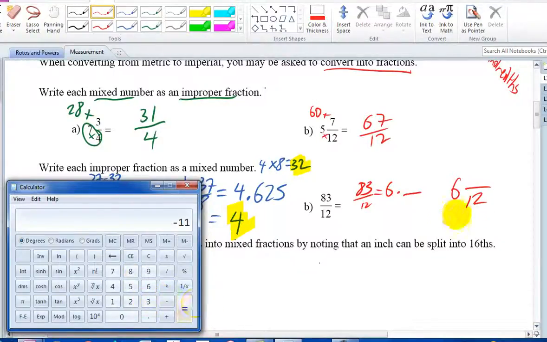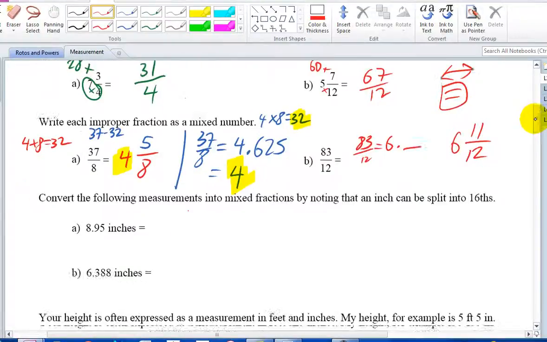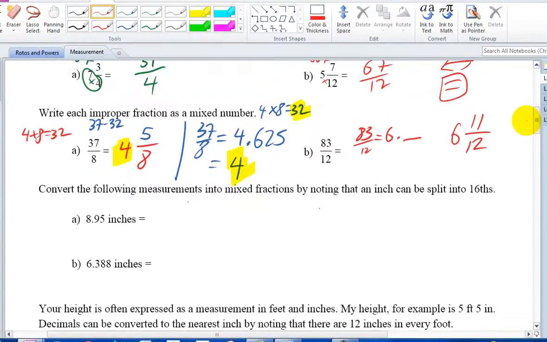So we have 6 and 11 over 12. Hands up if you got that. Good. I hope you didn't just cheat and use the calculator button on your calculator. Some calculators, if you use your ABC button and you press equals, it'll convert for you, and you can go back and forth.